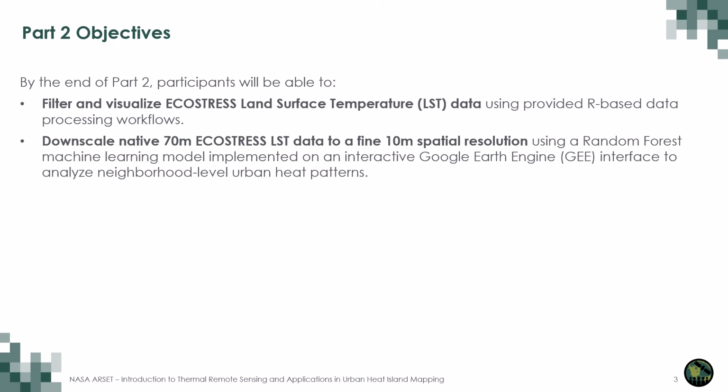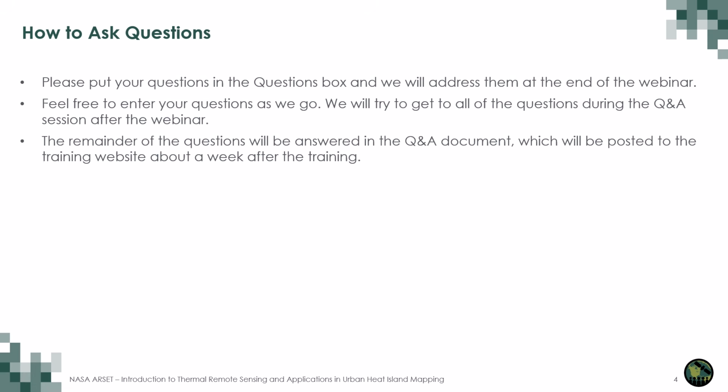For part 2, we have 2 objectives. First, participants will be able to filter and visualize ECOSTRESS land surface temperature data using provided R-based data processing workflows. Second, participants will be able to downscale native 70-meter ECOSTRESS LST data to a fine 10-meter spatial resolution using a random forest machine learning model implemented on an interactive Google Earth Engine interface to analyze neighborhood-level urban heat patterns.